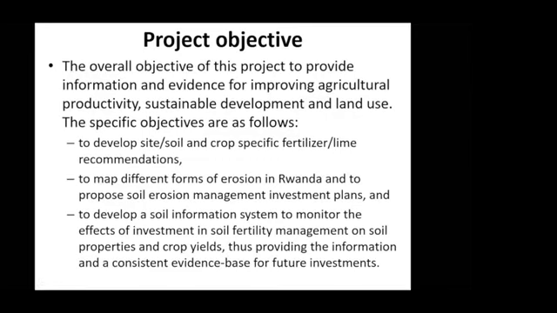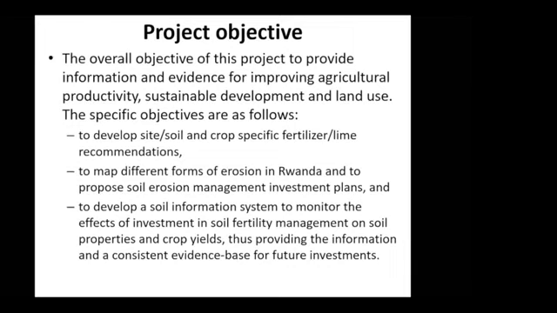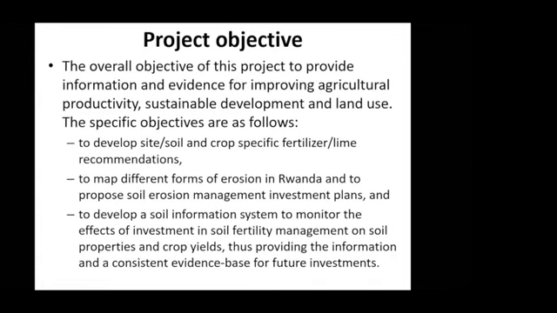So the objective of the project is to provide information and evidence for improving agricultural productivity, sustainable development, and land use. And we are going to operate around three specific objectives. First is to develop site and crop specific fertilizer and lime recommendations. Second, to do a comprehensive mapping of different soil forms in Rwanda and propose a management investment plan. And at the end, we aim to develop a soil information system that will help us monitor the effect of investment and soil fertility management, but also provide comprehensive information and a consistent evidence base for future investment. Next.